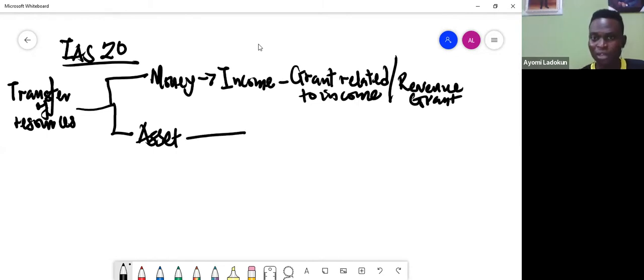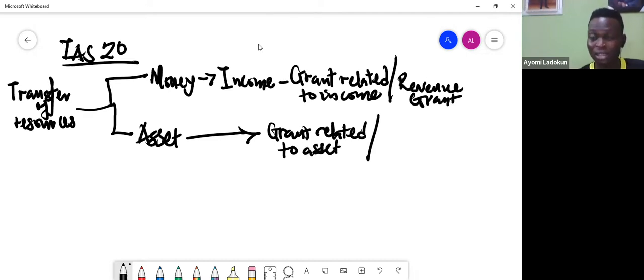So if they do that, that is what we call grants related to assets. All right. The examiner may want to shock you and say, explain what is meant by capital grant. So you don't run away saying, hey, they didn't teach us. Capital grant is also known as grant related to assets.